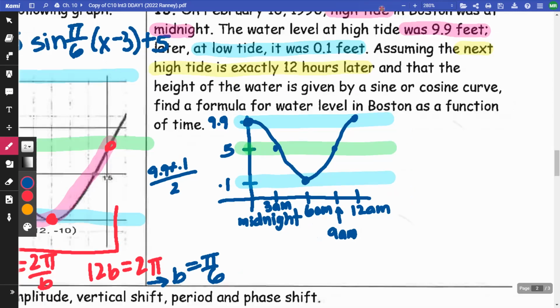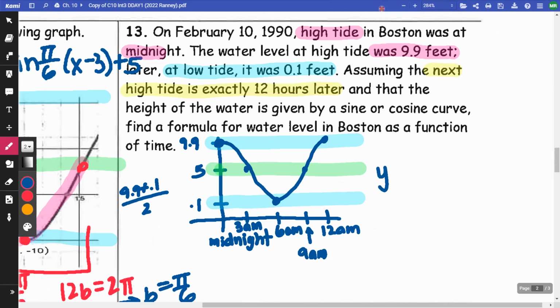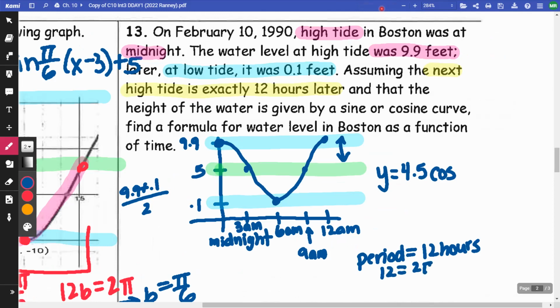And that's our graph. And then for this equation, I'm going to go y equals a, my amplitude, which is the distance between those, which is going to be 4.5. This is a cosine graph, is how I would do it. Our period is 12 hours. And I know that period is equal to 2 pi over b. So 12 is equal to 2 pi over b, which means b is equal to 2 pi over 12, or pi over 6. So this is going to be pi over 6.